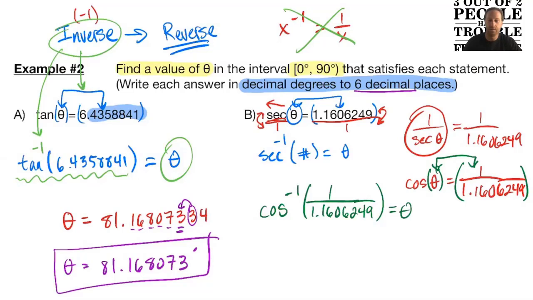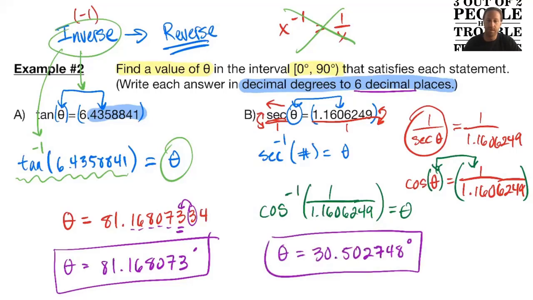Do that carefully. See if you get this answer of 30.502748 degrees. So these are definitely the most difficult because not only did we have to do the reciprocal flipping of both the left side of our equation and the right side, we also then had to take that and do the inverse, where we do the reverse of our input and output to get our theta by itself. So be careful with those. They can be a little bit more challenging and confusing because we're both flipping the ratio and then the input and output, domain and range, if you will.